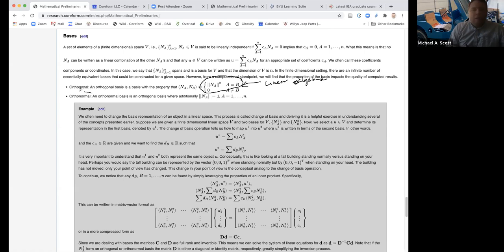Another nice basis are called orthonormal. Those are orthogonal bases where every basis function is exactly size 1. So that's why in Rn we use these unit vectors, right? Because this is actually an orthonormal basis.